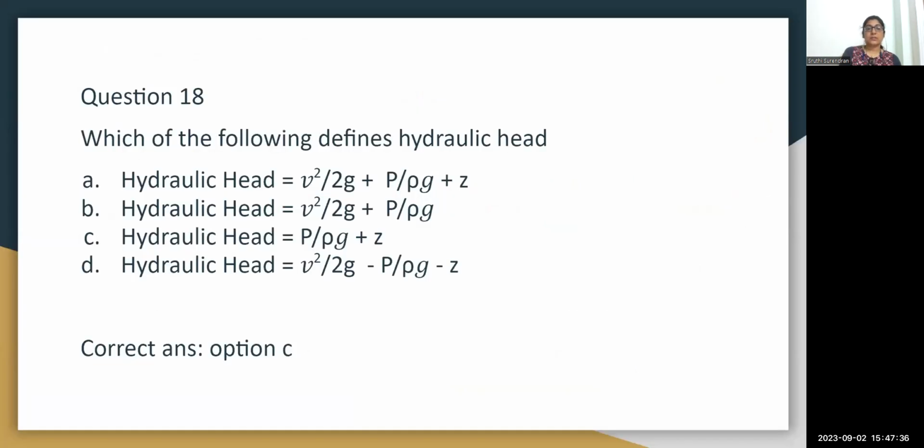So this is what hydraulic head is. Hydraulic head is the sum of the pressure head and the datum head. Pressure head is given by P by rho g, datum head is given by Z. So the correct option is option C. Hydraulic head is equal to P by rho g plus Z.